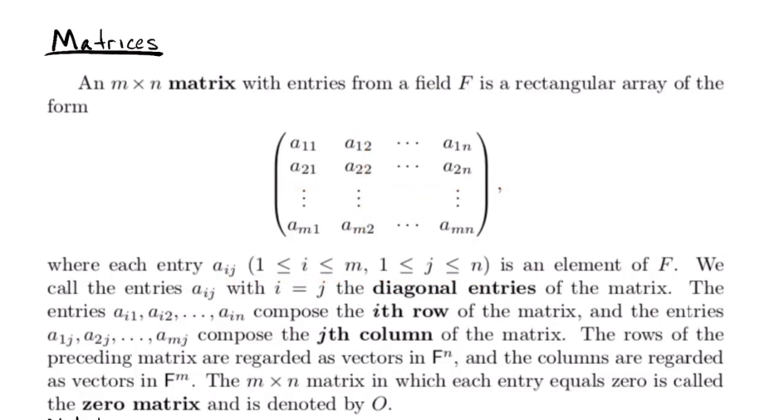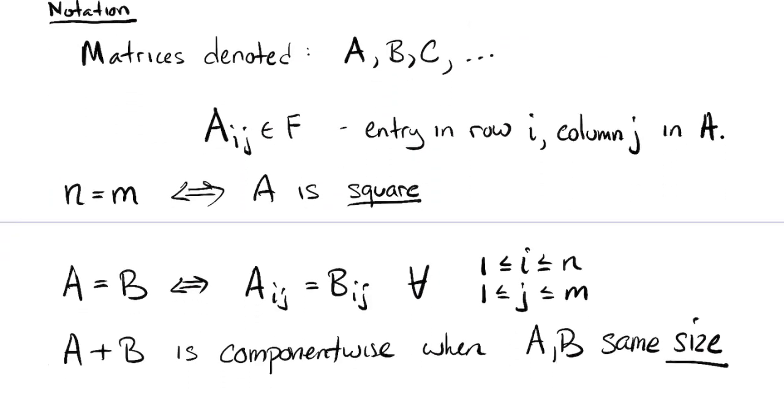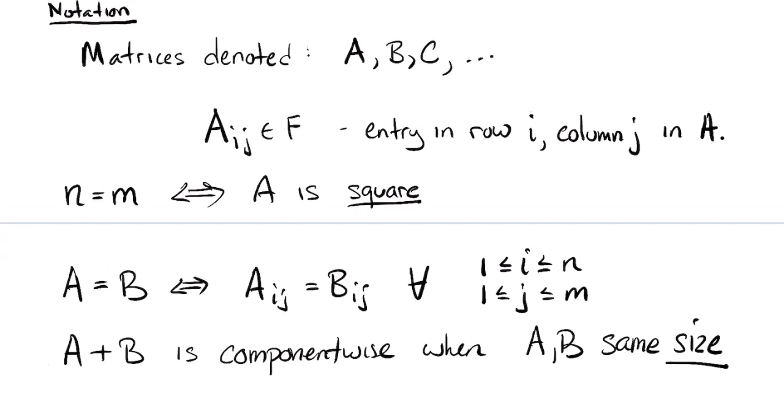Like the author says, we're going to think of rows as being vectors in our tuple system, F^n, and columns as vectors in F^m. So it's an m by n array of numbers. If all the entries are 0, we call that the zero matrix. The book's notation is that matrices are denoted by capital letters, and a_ij means the entry, an element of the field F, that's in the ith row and jth column.